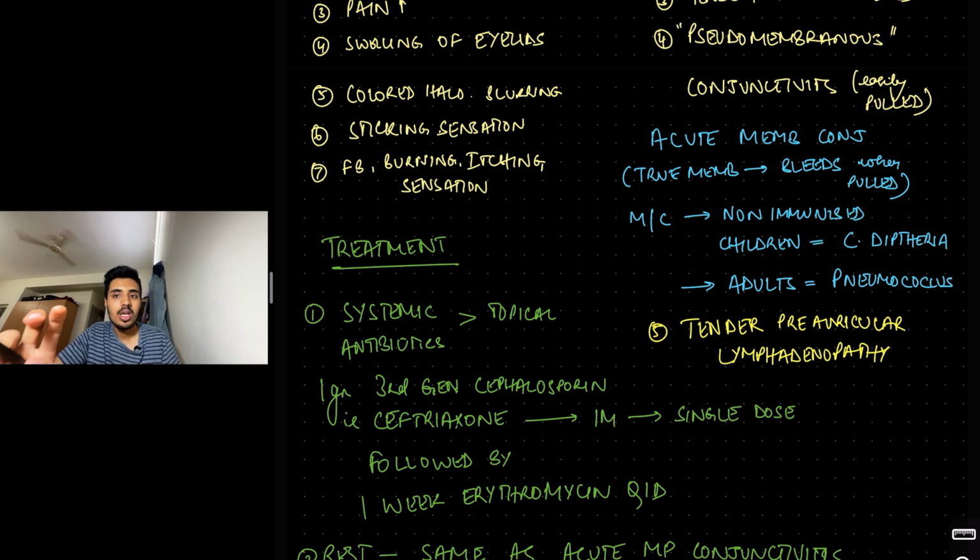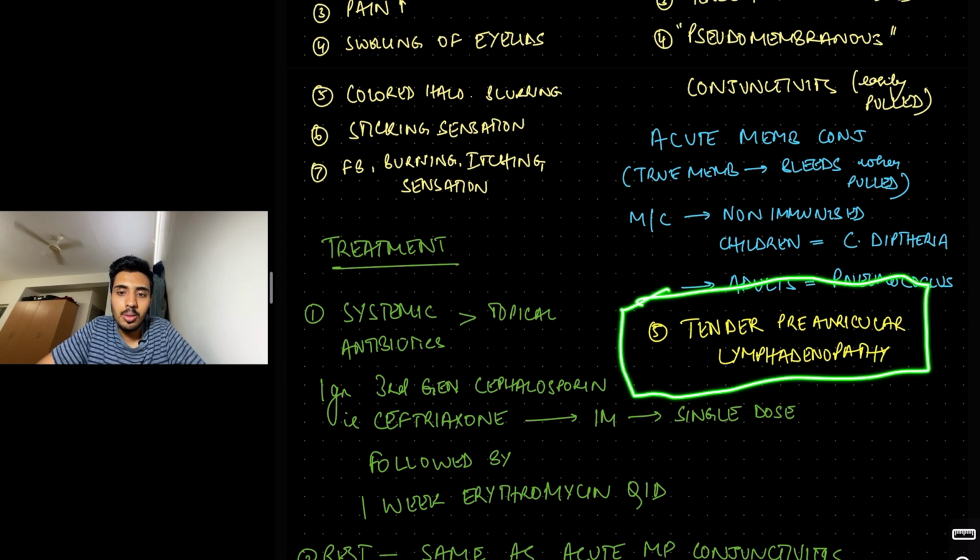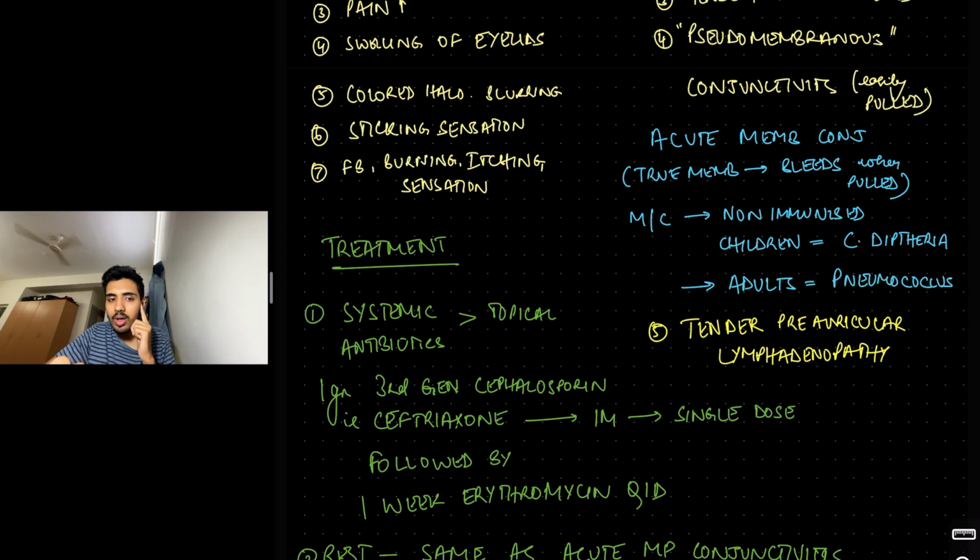There is one more thing. So basically the sign here is what? Pseudomembranous conjunctivitis. Not much more to remember. And also one more thing here is tender preauricular lymphadenopathy. Very, very important. Hyperacute bacterial conjunctivitis will be accompanied with tender preauricular lymphadenopathy. So that is the signs and symptoms.